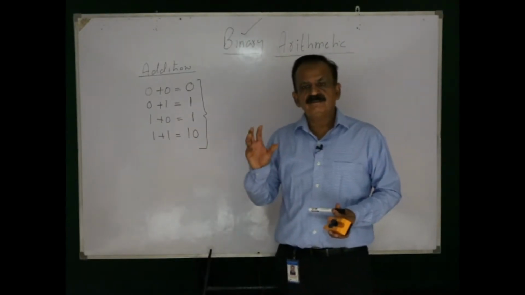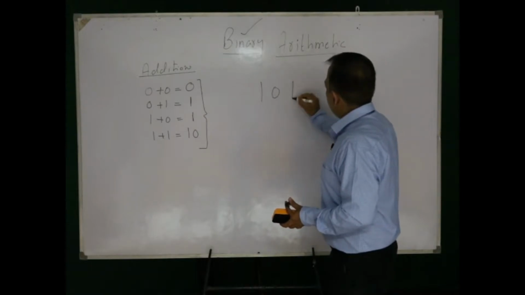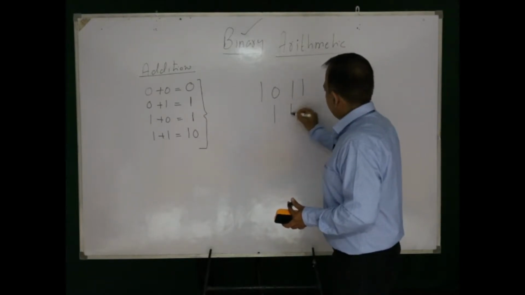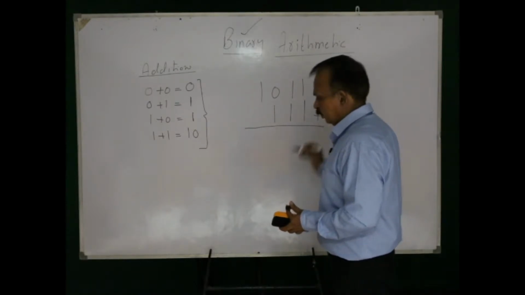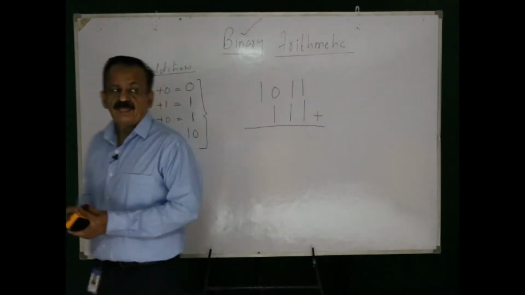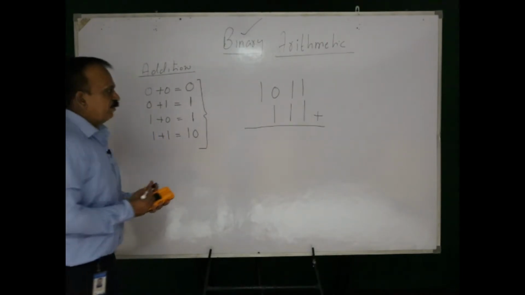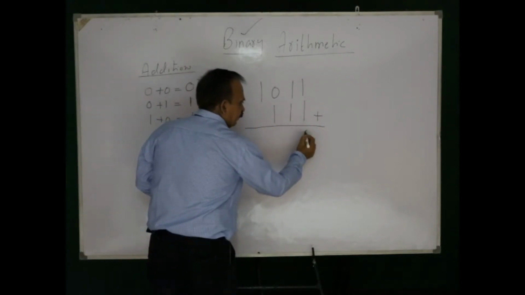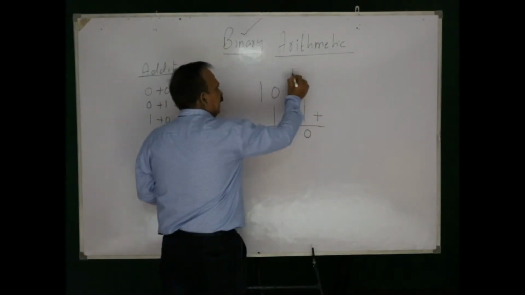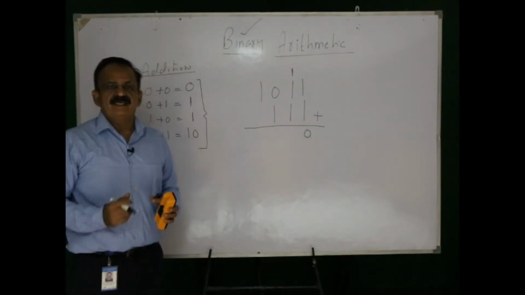Now, keeping these in mind, let us add these two binary numbers, 1 0 1 1 and 1 1 1. I will start with this 1 plus 1. This 1 plus 1 will be 0 and the carry is 1.